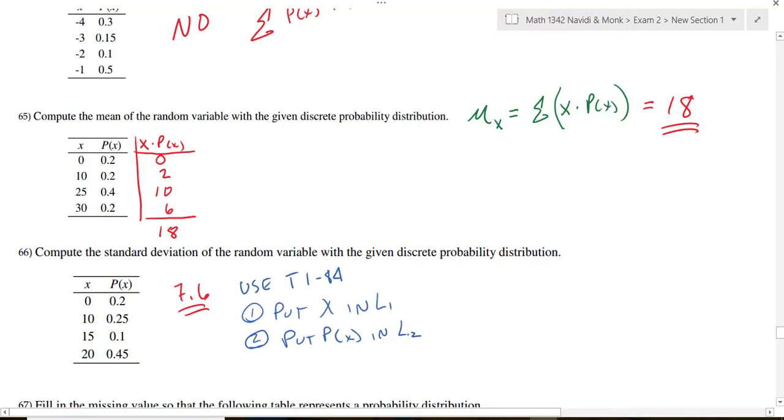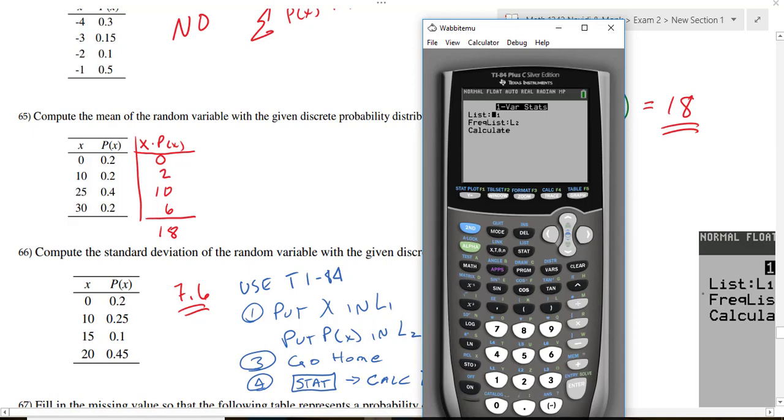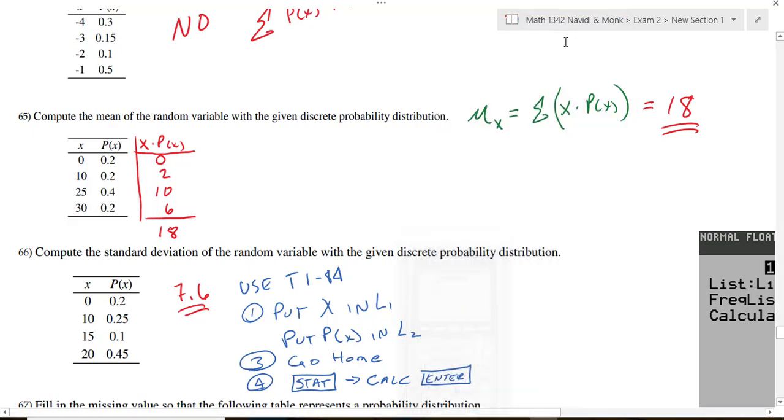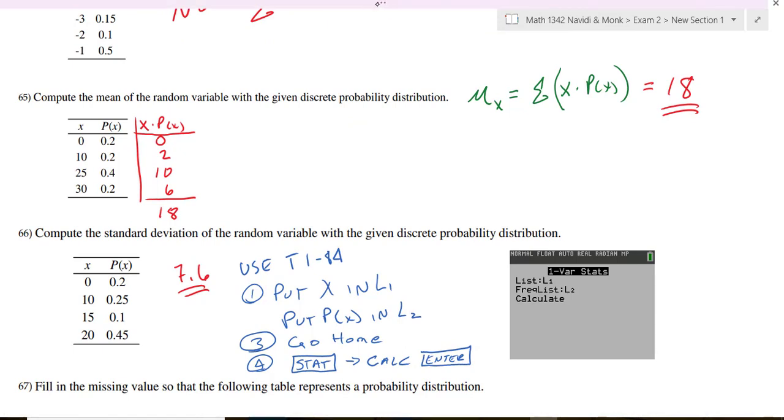We're going to put x in list 1, p of x in list 2, go to the home screen, and then we're going to hit stat, go over to calc, and hit enter. And this is where your list is list 1, your x's, but your frequency list is list 2. So this is what your input screen looks like.